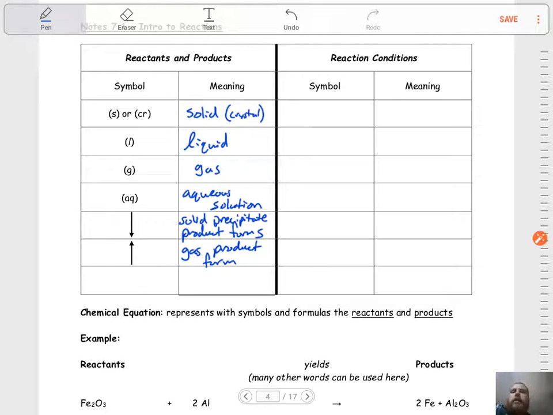Over here, now we're going to talk about reaction conditions, and these are different ones you're going to see. That arrow's the big one. It means produces or yields.